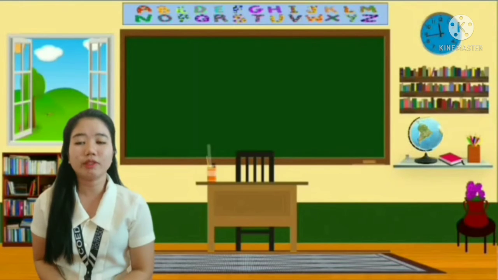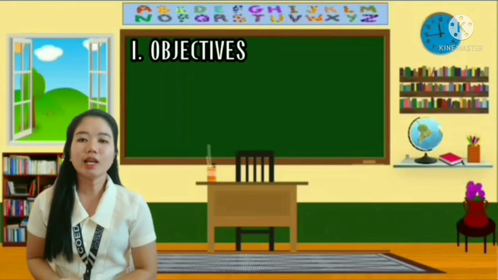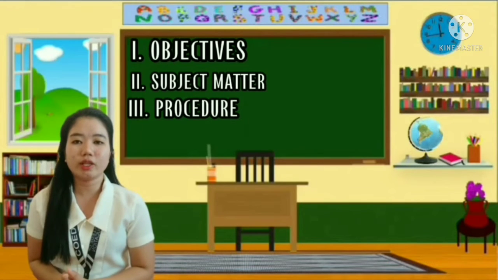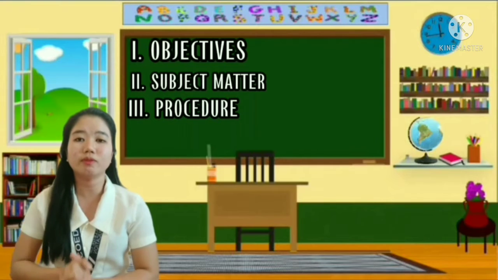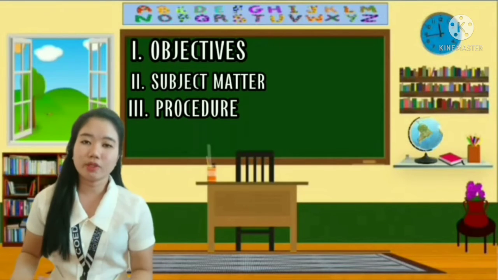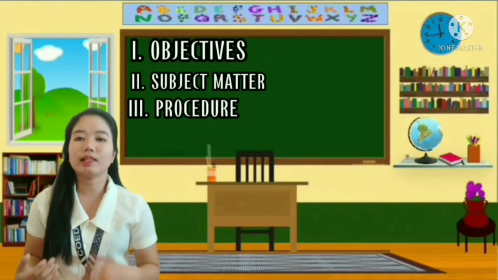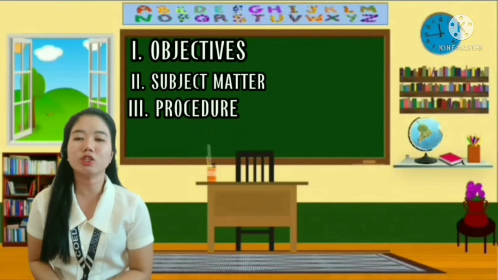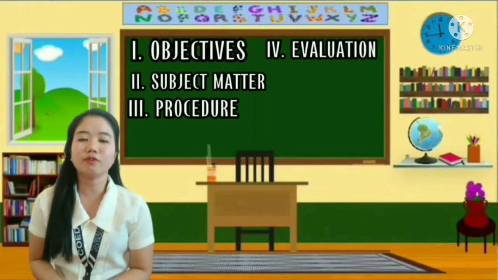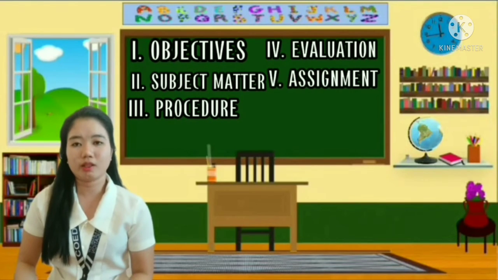So here are the important things to remember when we are making a semi-detailed lesson plan. So first is we have objectives. Second is we have a subject matter. Third is procedure, and under the procedure, we have the subcomponents, which are the routinary activity, review, motivation, lesson proper, application, and generalization, followed by evaluation, and for the last one is assignment.